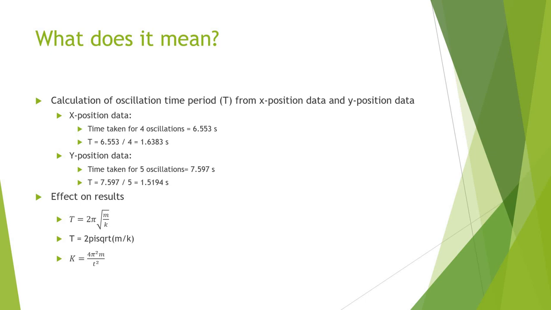As seen in this display, the x position period results in 1.6383 seconds, and the y position period results in 1.5194 seconds. So in order to find the average, we would add them and divide by 2. And the formulas below that are how we calculate the period in this situation.